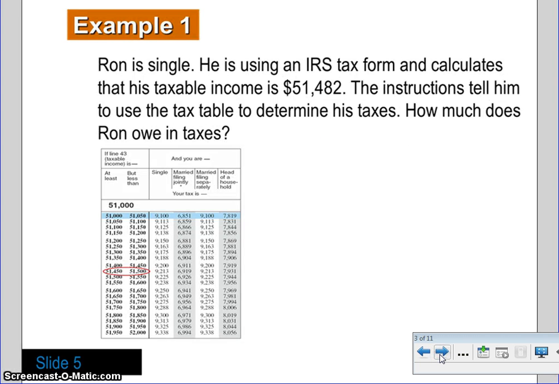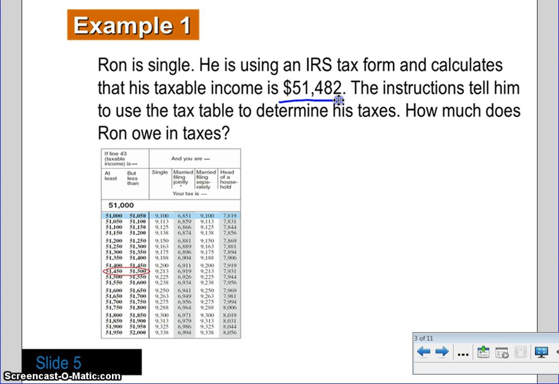So looking at example 1, it says Ron is single and he's using an IRS tax form. He calculates that his income is $51,482. The instructions tell him to use the tax table to determine his taxes. How much does Ron owe?